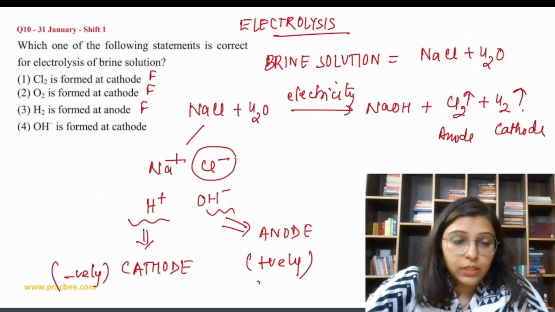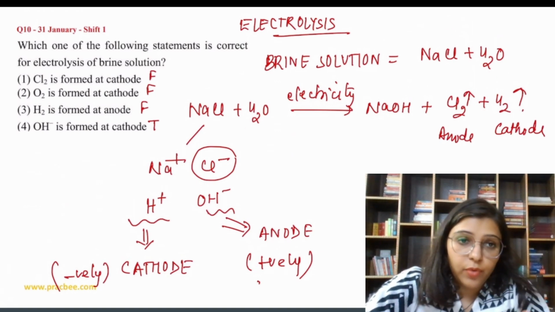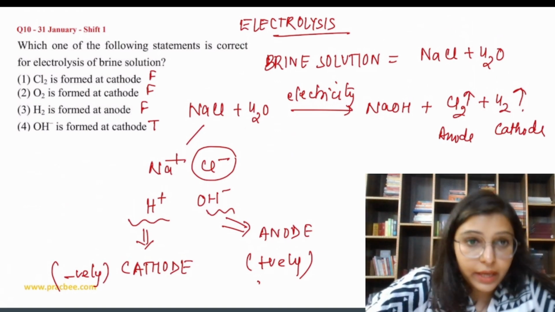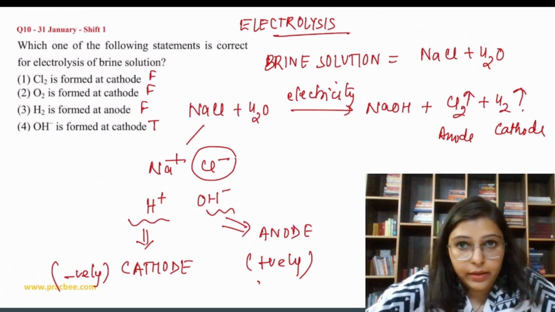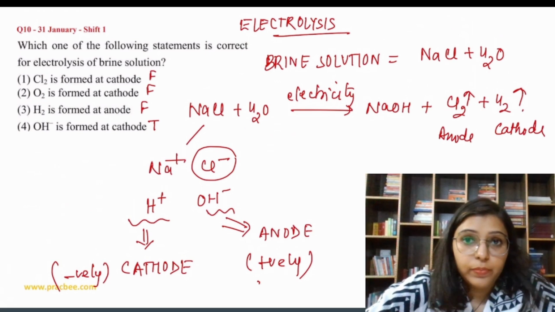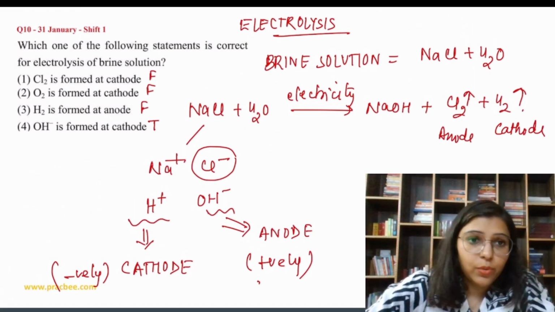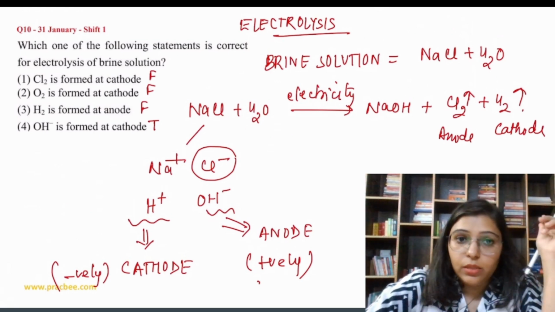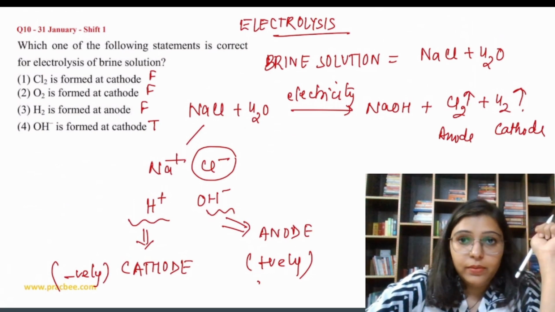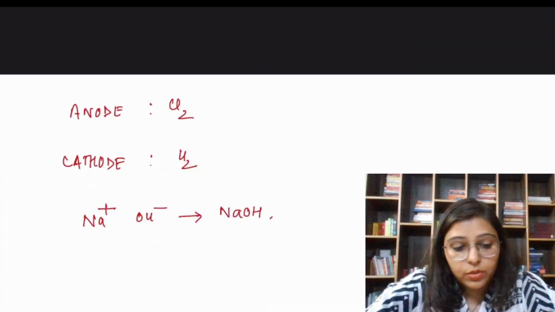OH- is formed at the cathode. Yes, this is true. Oxygen is not going to get liberated at the cathode, right? We have Na+ in the system and OH-, so they combine. It is nearer to the cathode side. So that's what we can understand. So the answer is going to be the fourth option.